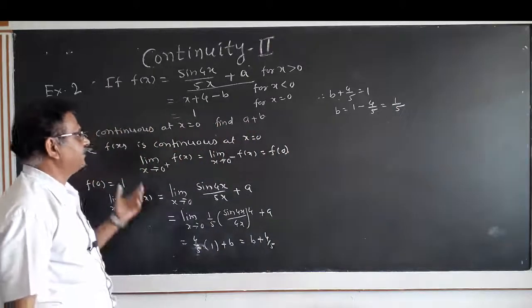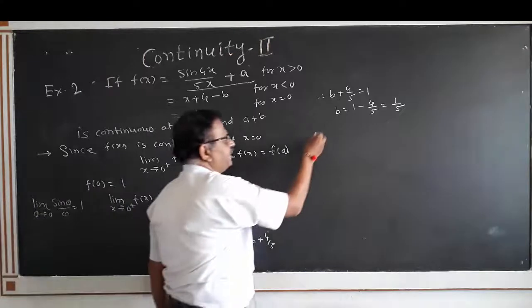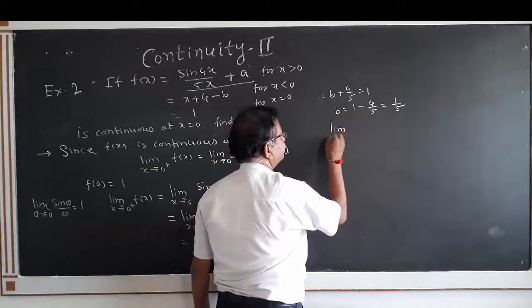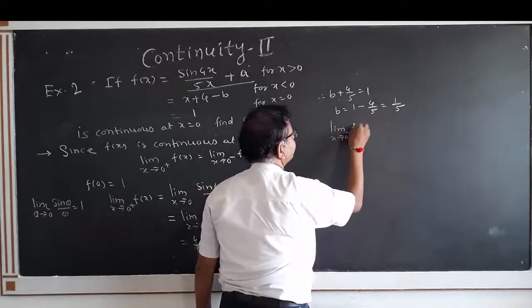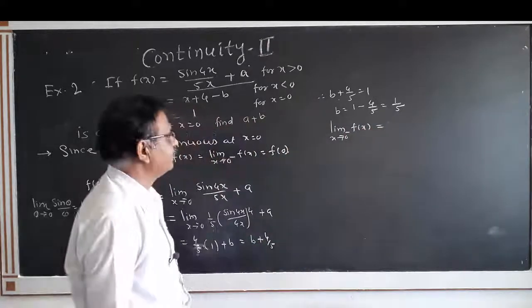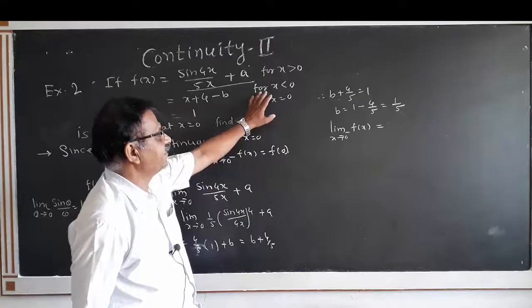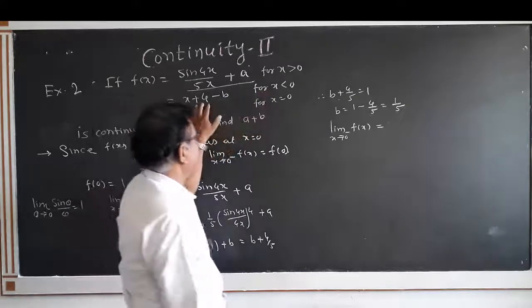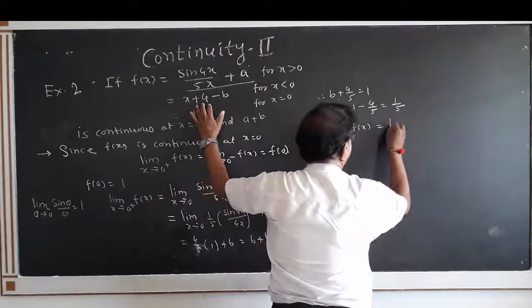Now we shall find out left hand limit. Limit x tends to 0 minus of fx. For this limit, x is approaching to 0 from left hand side. That means x is less than 0. And it happens in this region. Therefore, value of fx is x plus 4 minus b.